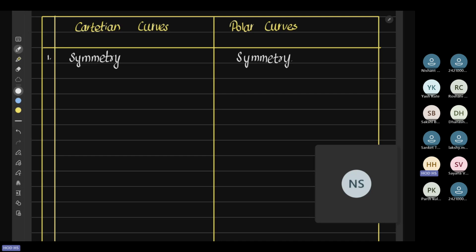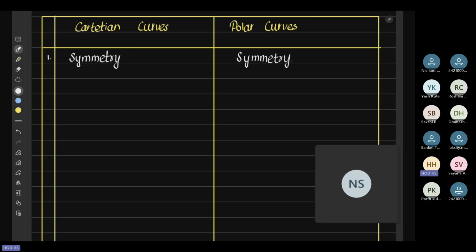There were some curves which were symmetric about the line x equals y, and to check that we could replace x by y and y by x. So we interchange the roles of x and y, and if we get the same equation, they are symmetric about the line y equals x. Then for symmetry in polar curves, we said it is symmetric about the pole. The pole is the point which acts similar to the origin in the Cartesian plane. So it is symmetric about the pole when we can replace r by minus r, that is, when even powers of r are present.